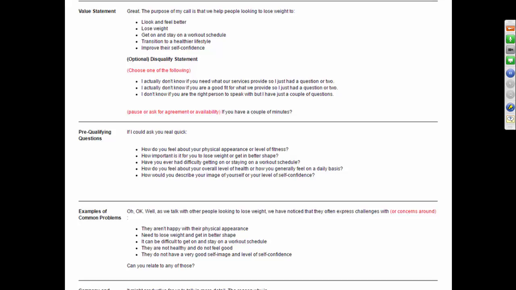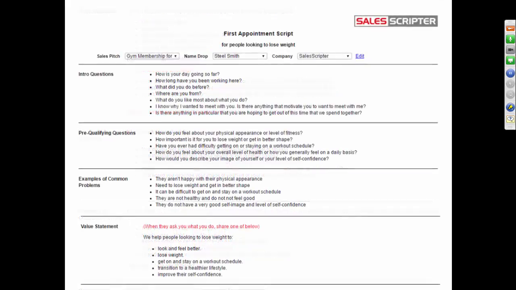Like I said, in the sales process, these questions can come up. A great place for them is in your call script. I also said a great place is to bring those questions up in your appointment. So here's an example of an appointment script that Sales Scripter produces as well, and you can see here right at the opening, pre-qualifying questions.